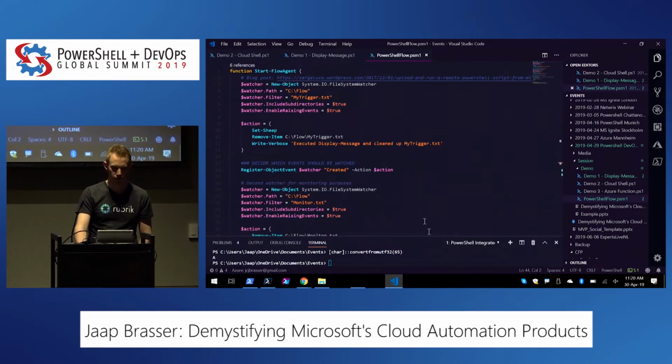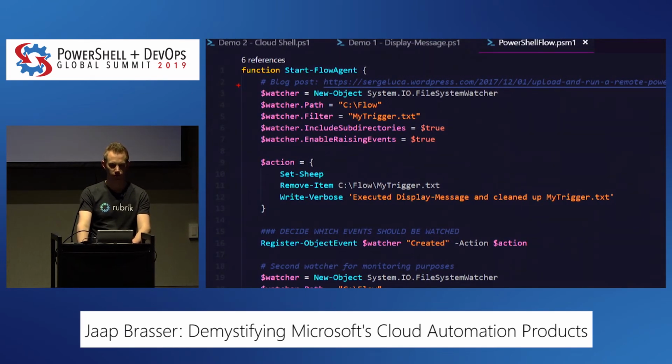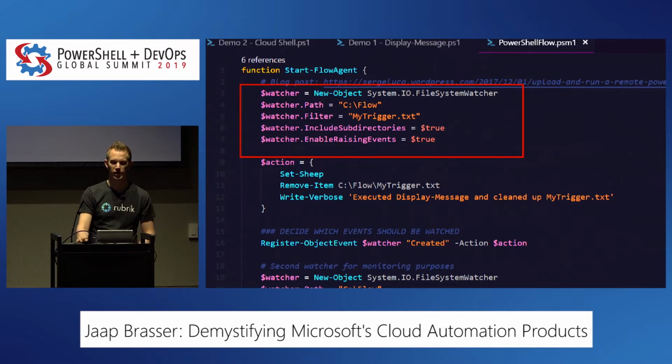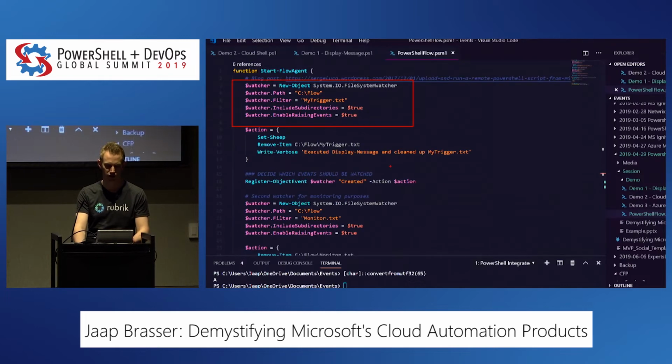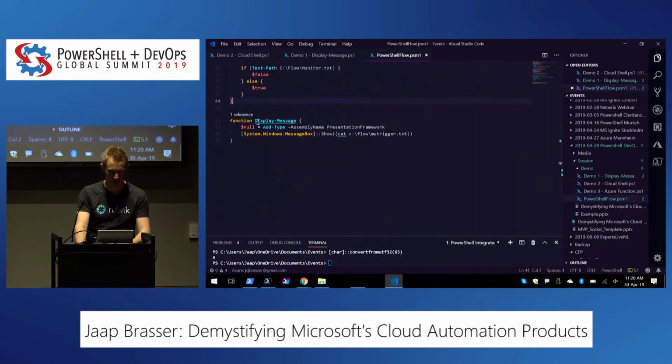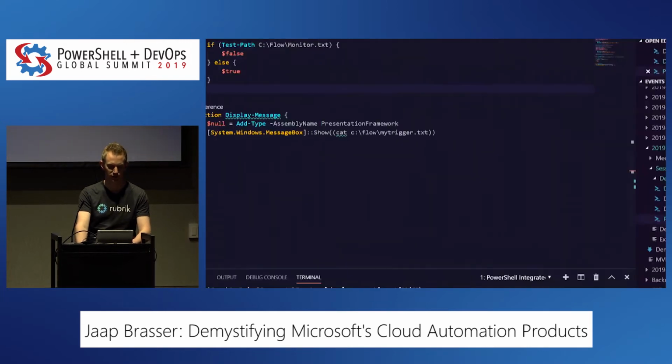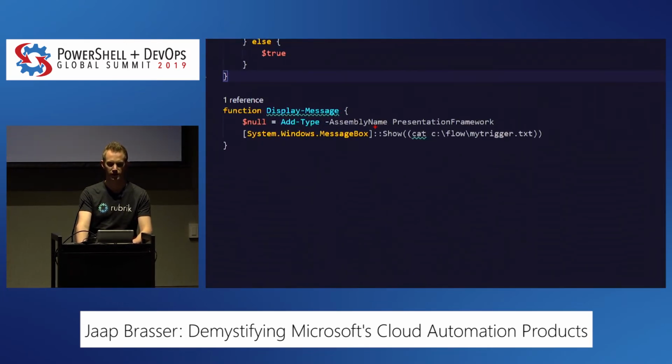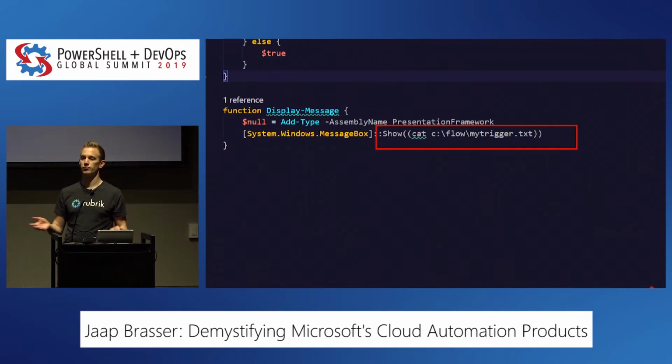What we can do is set up a file system watcher. We set it to watch for a certain path and a certain file, and if this file is created, it will execute the script. The script we want to execute is display message, and all display message does is display a little pop-up box with the text we type in Microsoft Flow.